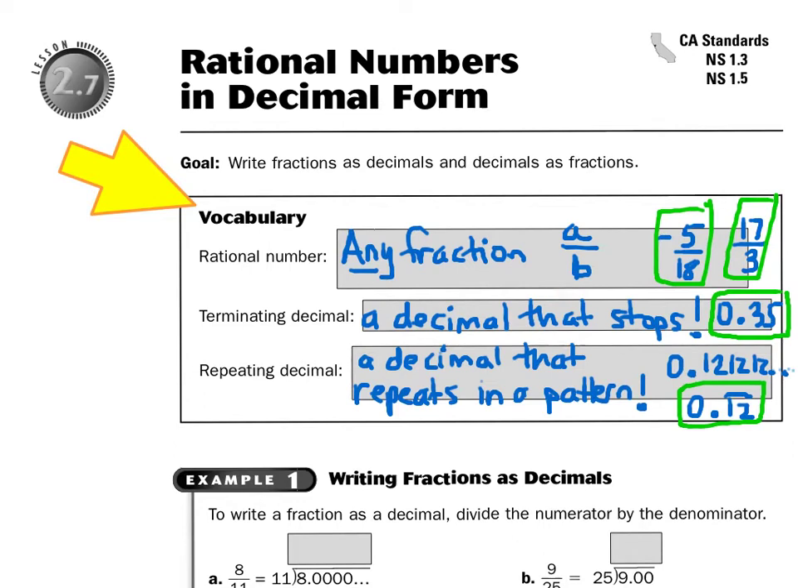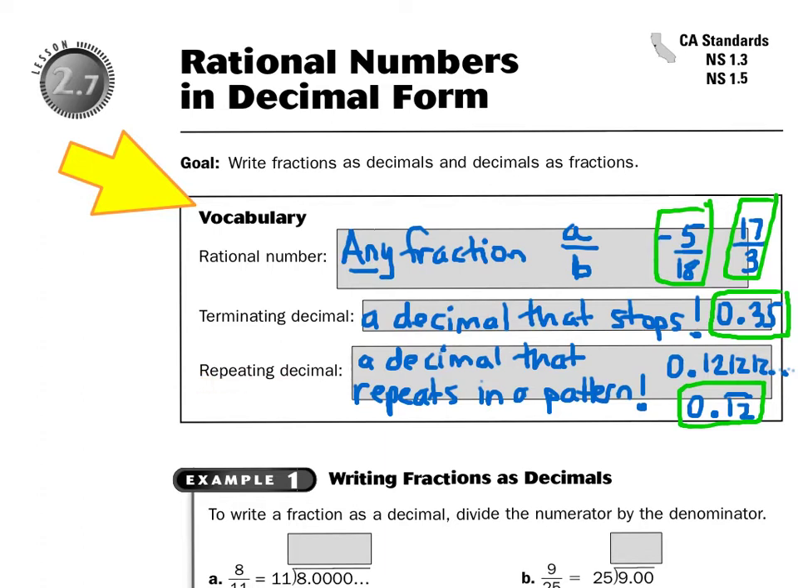So some examples would be -5/18. That's a rational number. Or 17/3. That's a rational number. Okay, terminating decimals. Well, to terminate, anything that terminates stops. So this is a decimal that stops. For example, 0.35, it stops. It doesn't keep going and going.